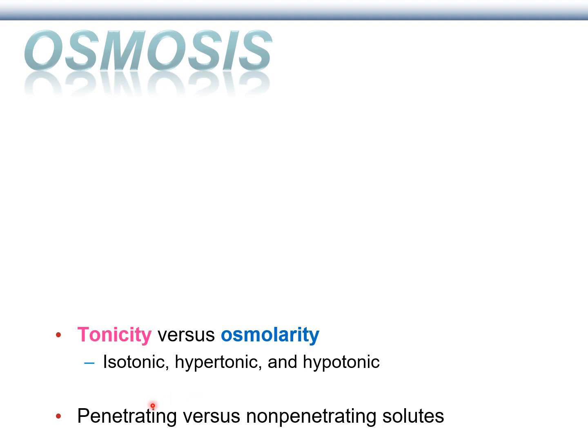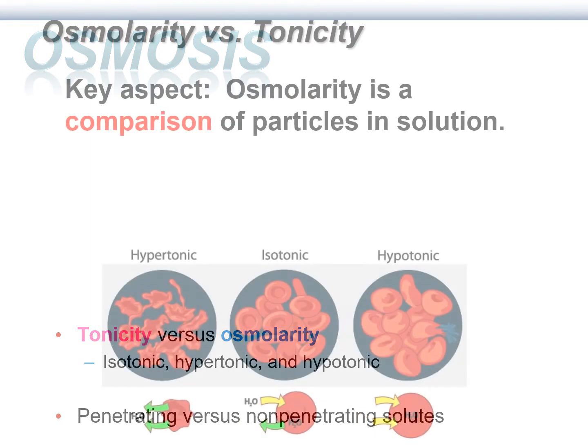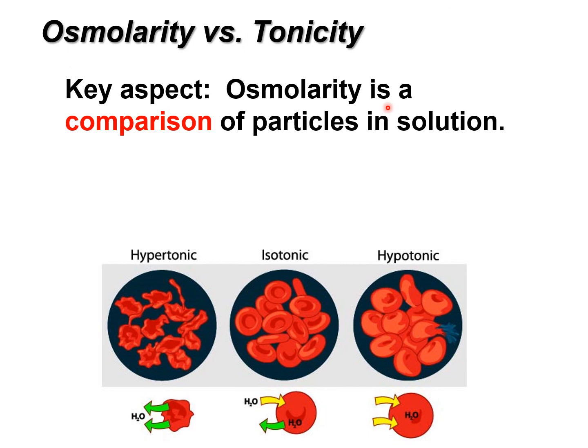The key here is whether or not the solutes, we infer that water will move, if slowly, if at all, but it will move, and usually it's fast. The question is whether the solutes can make it through. If the solutes can make it through, we call those solutes penetrating. If they can't make it through, we call those solutes non-penetrating. And so osmolarity is a comparison of the particles in the solution surrounding the cells versus the inside of the cells. That's osmolarity. It's the concentration of water and solute outside the cells versus inside the cells.